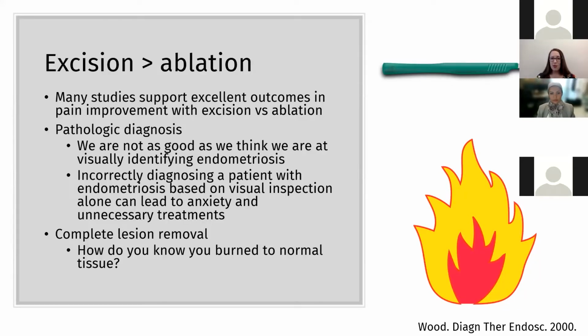Excision also allows us to completely remove the lesion. Many times it can almost be like an iceberg where you just see the tip of the lesion. And if you just burn that, you're missing the deeply infiltrating area underneath. And you have to ask yourself, how do you know that you burned or cauterized down to normal tissue? Next slide, please.